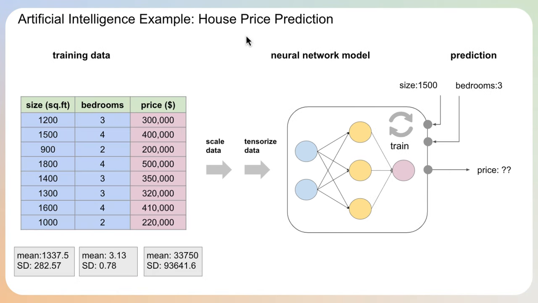Returning to the house price example, let's dive deeper into the full process. We start with the training data, which includes the size of the house, the number of bedrooms, and the price. We then pre-process the data by scaling it, which is crucial for effective model training. The scaled data is then converted into tensors, which are used to train the neural network model. After training, the model can predict the price of a house based on its size and number of bedrooms.